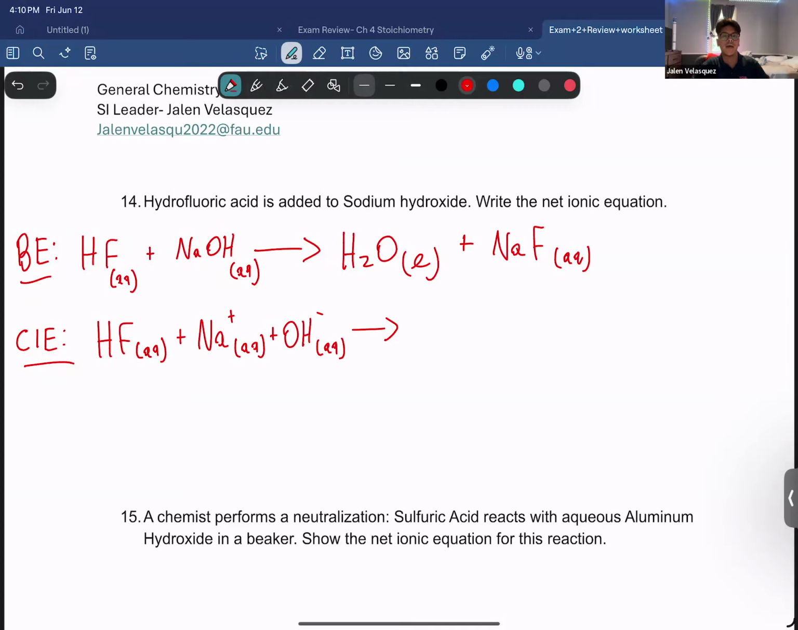Okay, then we go to the product side where we have liquid water and we have aqueous sodium fluoride. Remember that you do not ionize solids or liquids. So water is a liquid, it cannot be ionized. We're going to just copy it exactly as it is. And then sodium fluoride, we have Na plus and F minus.